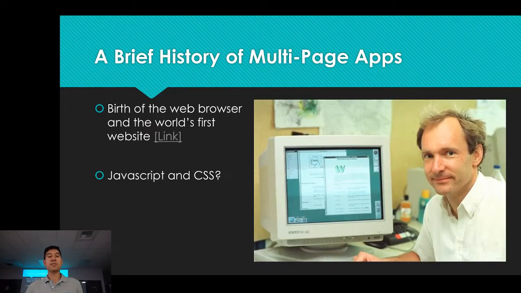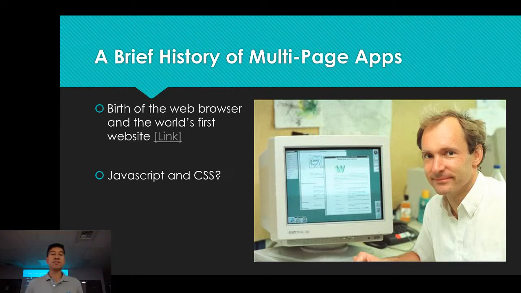First, I want to talk about a brief history of multi-page apps and where they came from. The web browser was born in 1990. There was this guy, and that's the guy up there. His name is Tim Berners-Lee, and he was a scientist working at the CERN labs, and he wanted to come up with a new technology that would allow information to be shared rapidly and easily with some of his fellow scientists. So he invented the world's first web browser and also the world's first website.